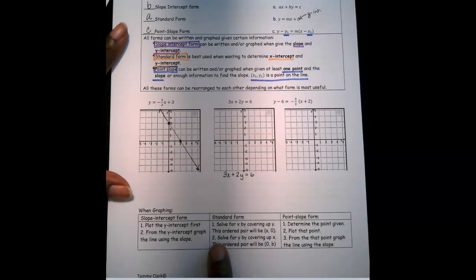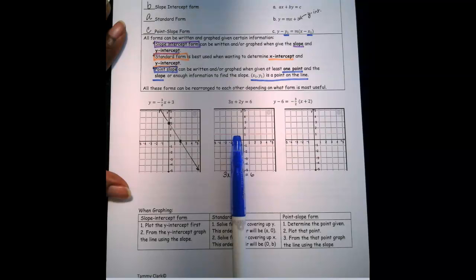Then I'm going to solve for y by covering up x, because that ordered pair will be 0 and some number. So let me show you how that works. Now, I'm solving for x. So what I really want to do is pretend like the y term is 0. That is what I mean by cover it up. When I cover it up, it's assumed that's 0.